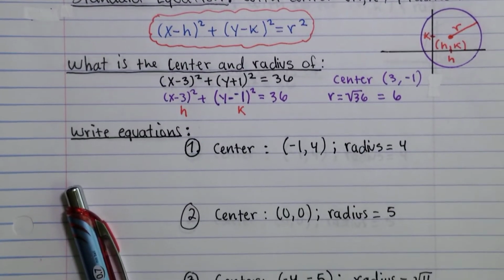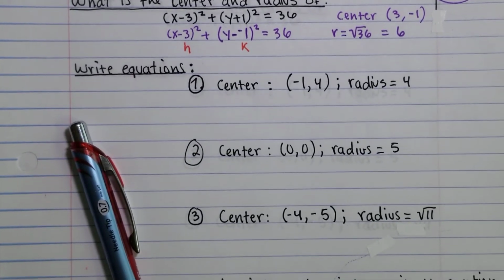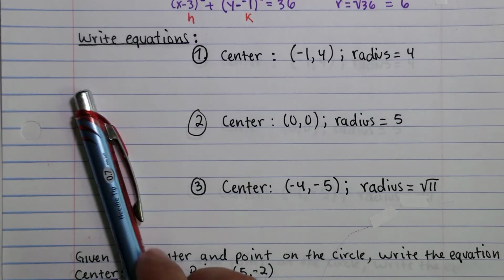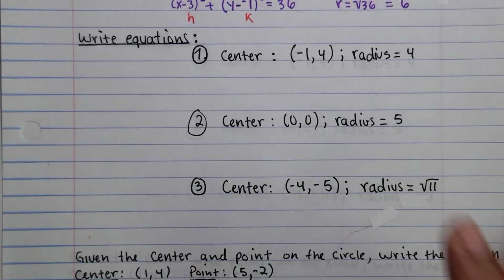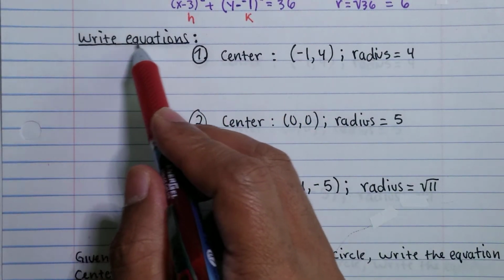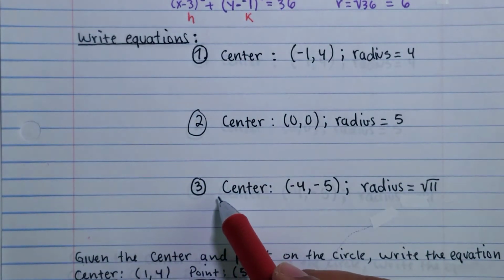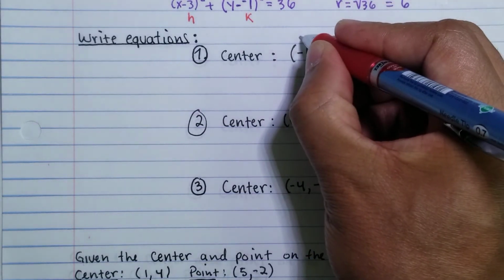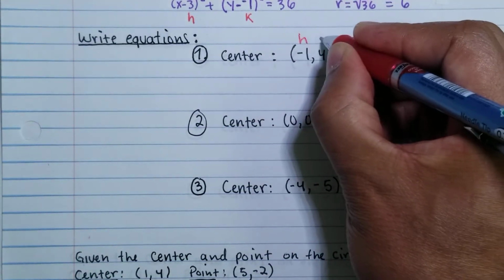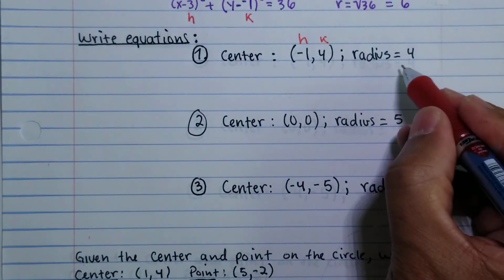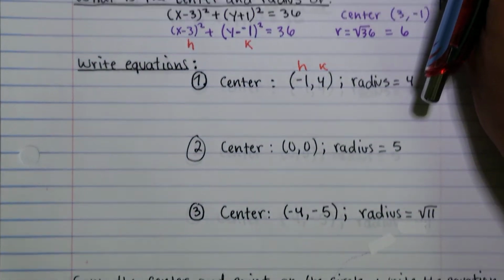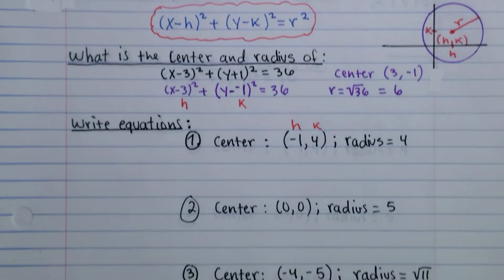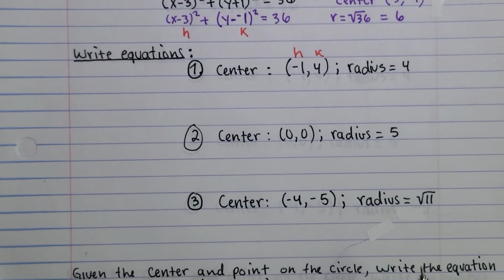Okay, so I have 3 examples here, and I don't know if you want to pause the video, copy those examples, and then press play to continue. In this case, we're being asked to write the equations of the following 3 circles. We have one that has a center of negative 1 and 4, so we know this is going to be h and this is going to be k, and the radius is 4. Again, we need to write the equation of those circles in standard form. So I'm going to start doing that right away.